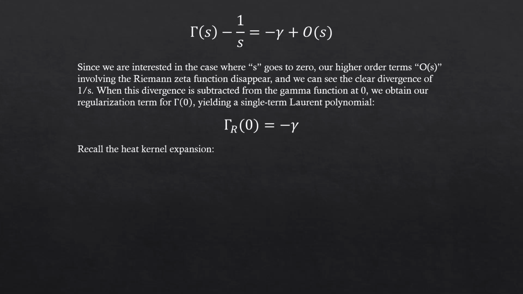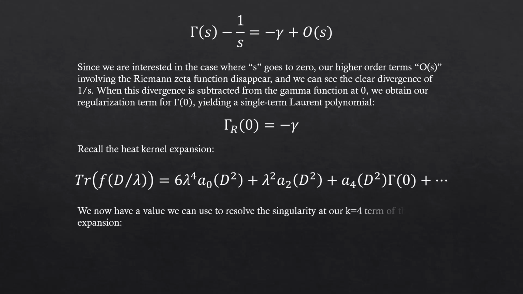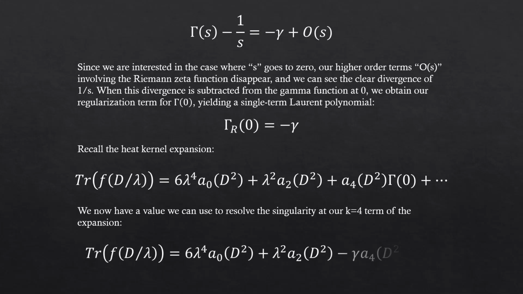We'll recall the heat kernel expansion, that's important. And now we can replace gamma of 0 with the regularized gamma of 0, which is equal to the negative Euler-Mascheroni constant. We have now given finite value as a cutoff for the Higgs and the Yang-Mills fields.